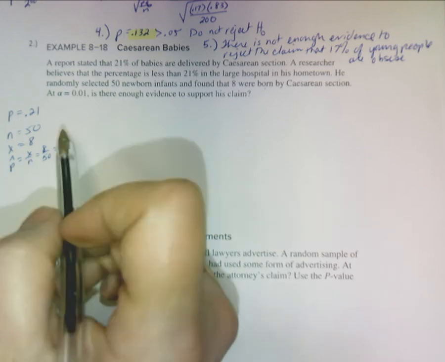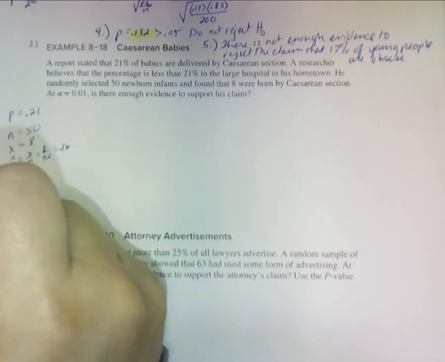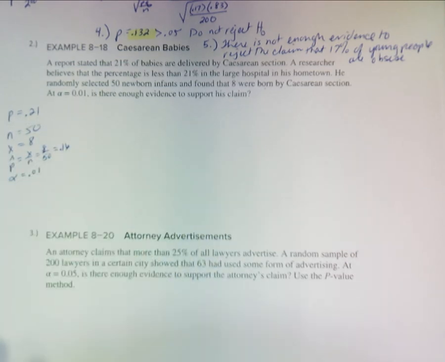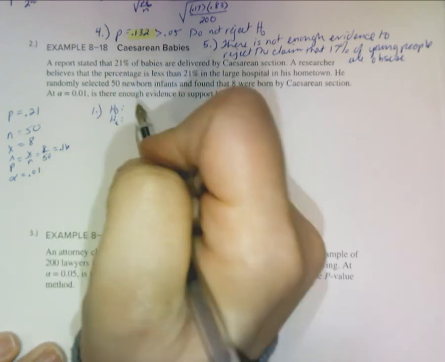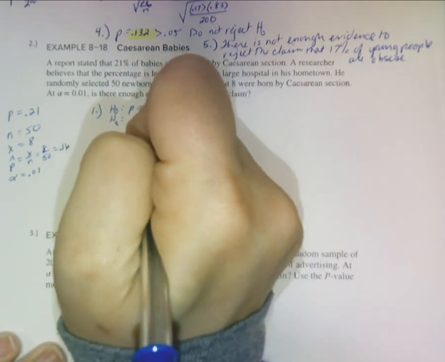All right, what else do I need here? At the alpha being 0.01 significance level, is there enough evidence? All right, so let's go through our 5 steps. Step number 1, what's my H0? What's my HA?